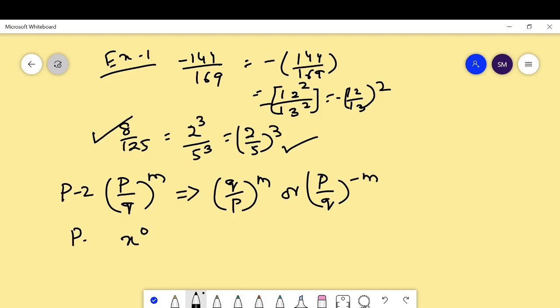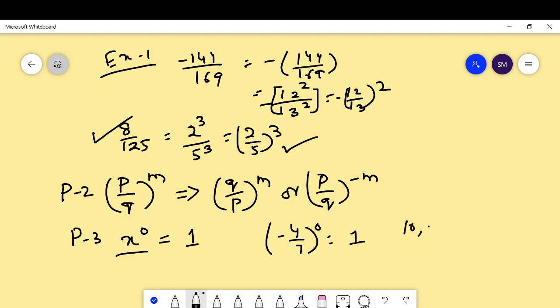Then property 3 says x to the power 0 is always 1. x may be any value. When the exponent is 0, then its value is 1. Suppose the number given is minus 4 upon 7 to the power 0, which is equal to 1.